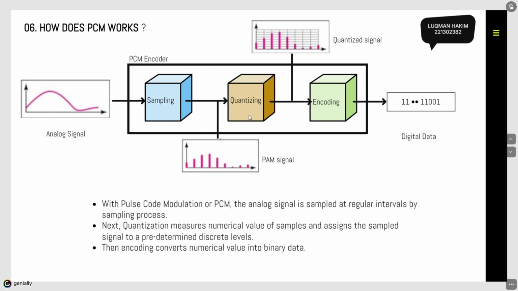Next, it goes to the quantizing process, where the PAM signal is measured to a numerical value of the sample, and the sample signal is assigned to a predetermined discrete level. So lastly, the quantized signal will be encoded so that we get the digital data, where it converts the numerical value into binary data.